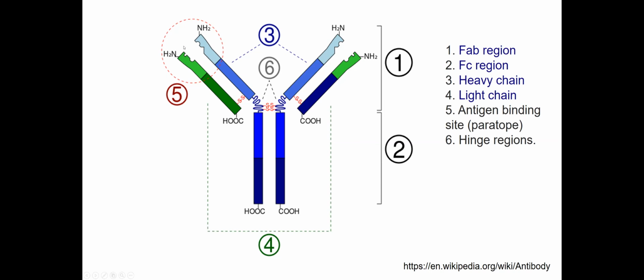Okay, this site is called a paratope. Paratope is a part of the antibody. And then this part is the hinge region. So what did I say? The pattern of this paratope in the antigen? Epitope. It is epitope. Okay, epitope binds to paratope. These are partners to each other.